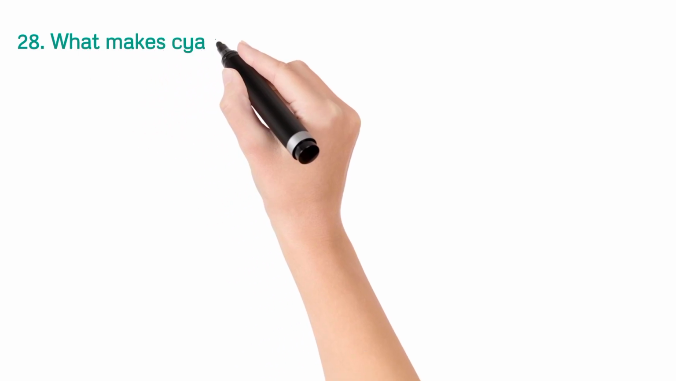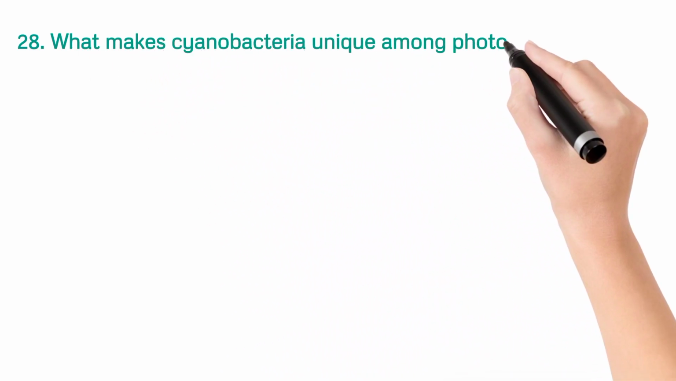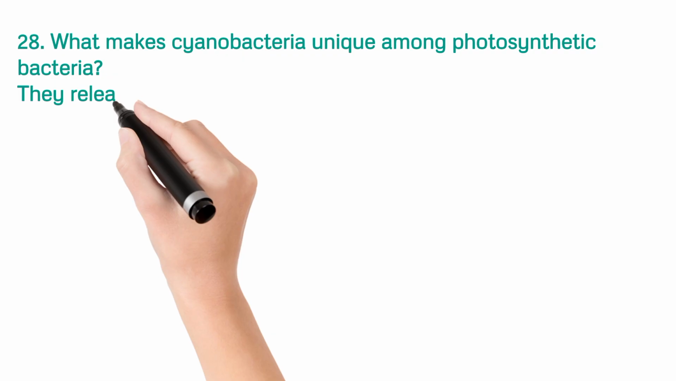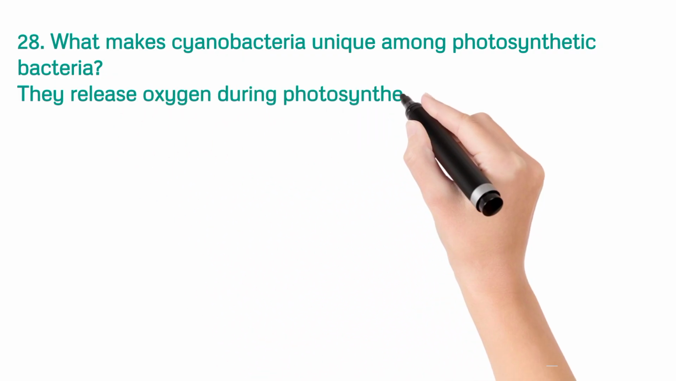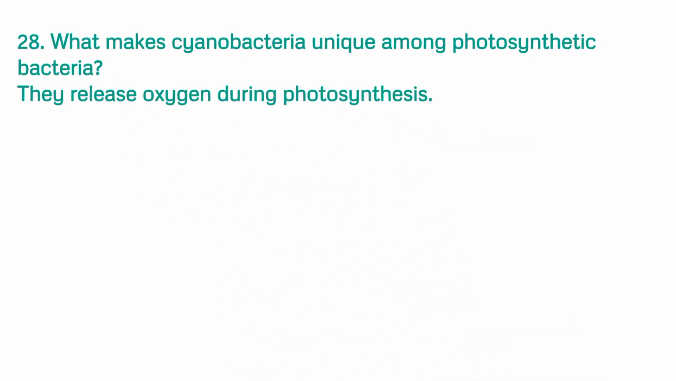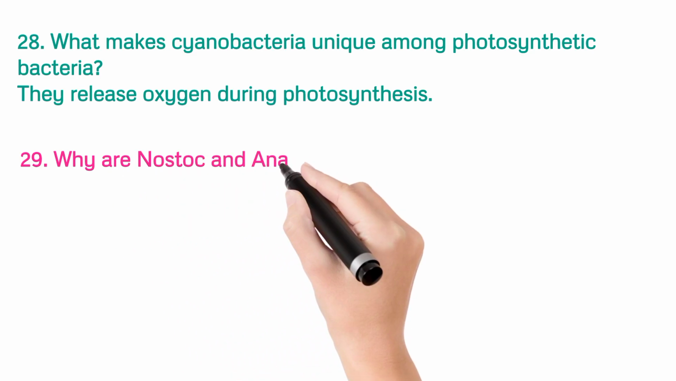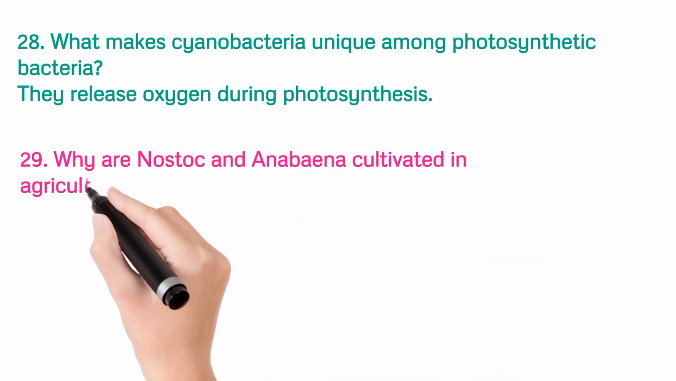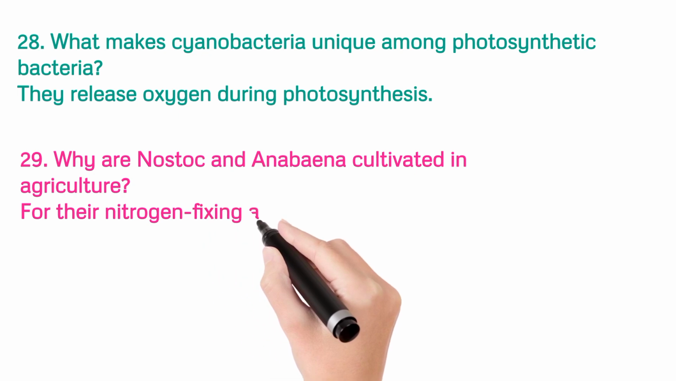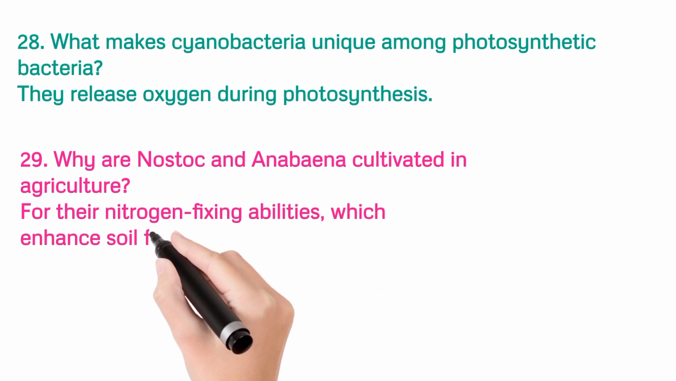28. What makes cyanobacteria unique among photosynthetic bacteria? They release oxygen during photosynthesis. 29. Why are Nostoc and Anabaena cultivated in agriculture? For their nitrogen-fixing abilities, which enhance soil fertility.